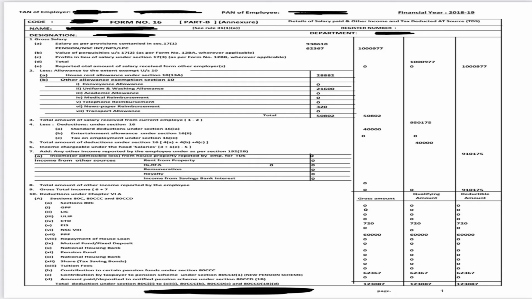The details include the gross salary. We can see here the gross salary, and the allowance which is exempted under Section 10. The photo is very small, but still we can see. And the deductions under 80C, 80CCC, 80CCD, all are included. Full detail is included in Part B of Form 16.